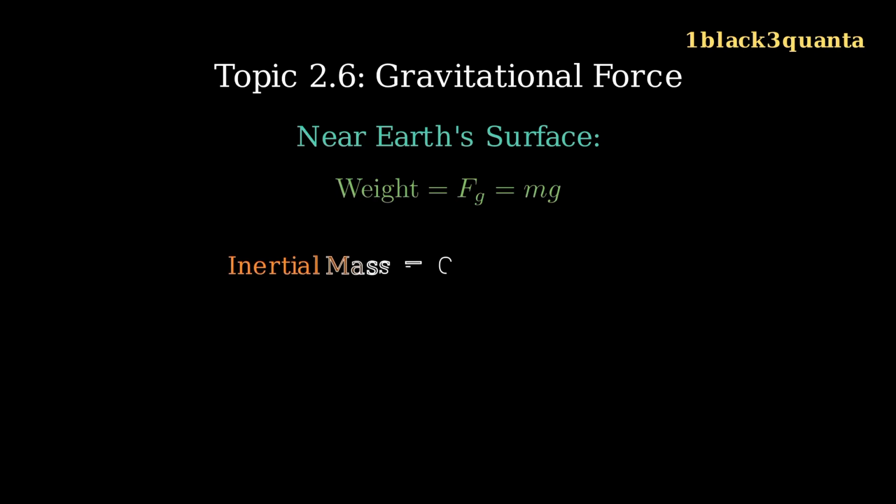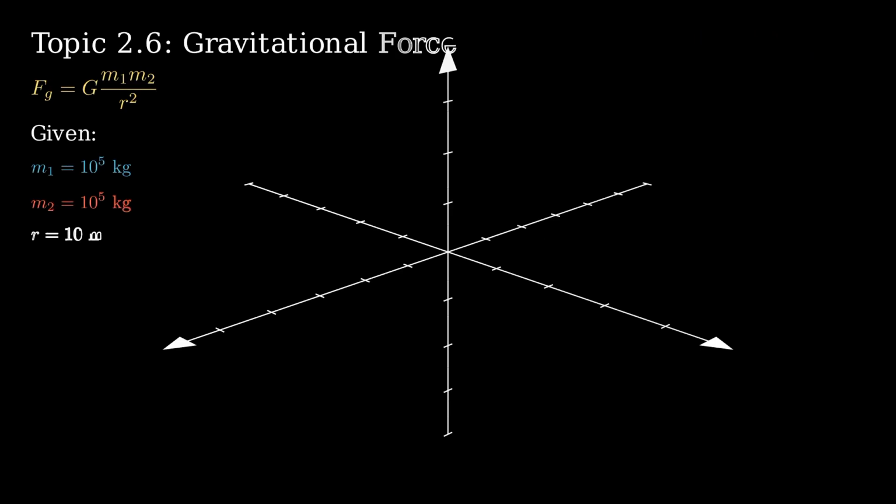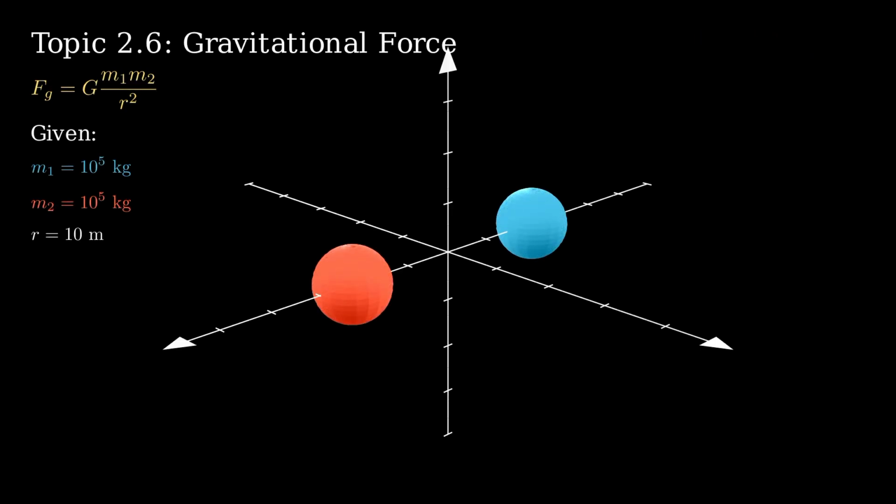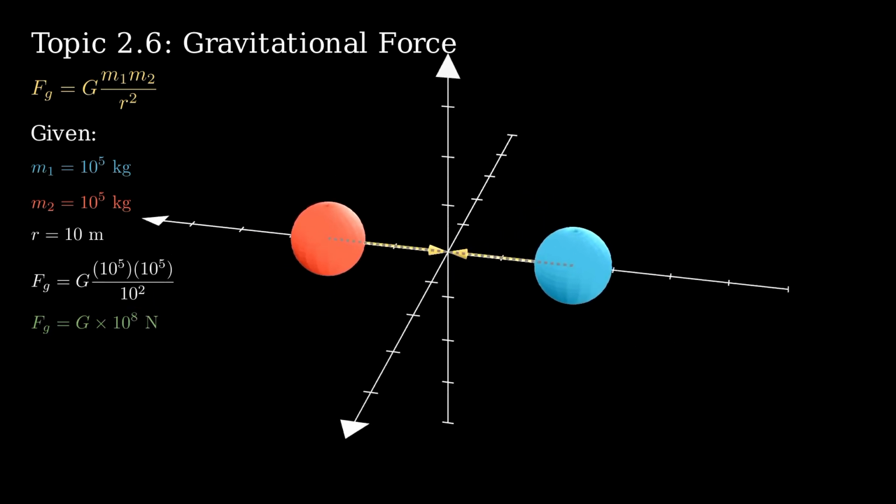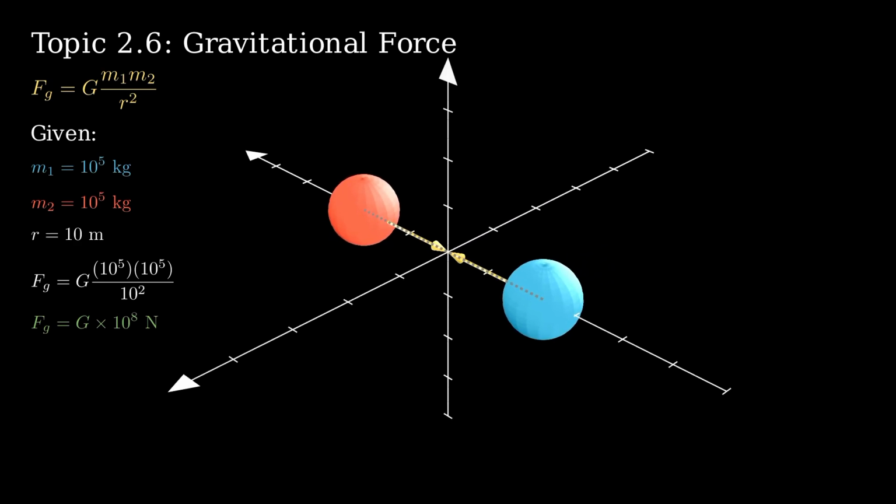An amazing fact: the mass that resists acceleration, known as inertial mass, is experimentally identical to the mass that creates this attractive force, known as gravitational mass. Let's see this universal gravitation formula applied in a 3D solved example. Two objects, each 10 to the 5th kilograms, are 10 meters apart. Using Newton's law, we substitute the values to find a force of G times 10 to the 8th newtons. The inward yellow vectors confirm this is a mutual, attractive force.